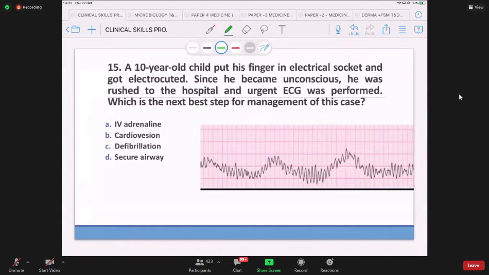This was a repeat from this time, guys. No, not a repeat from this time. I've changed the question. Yes, I've changed this one.